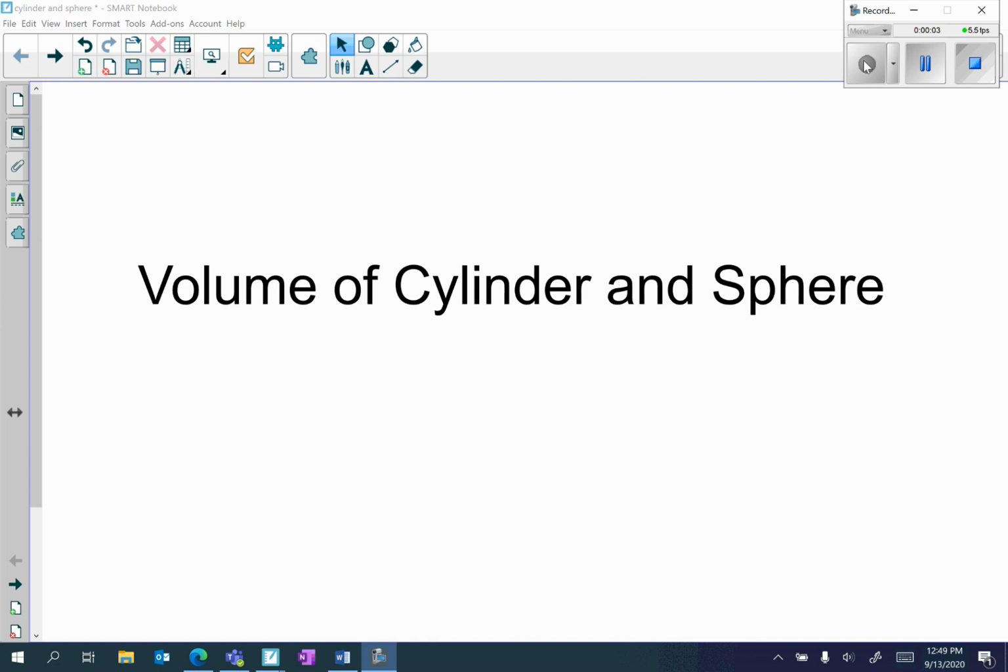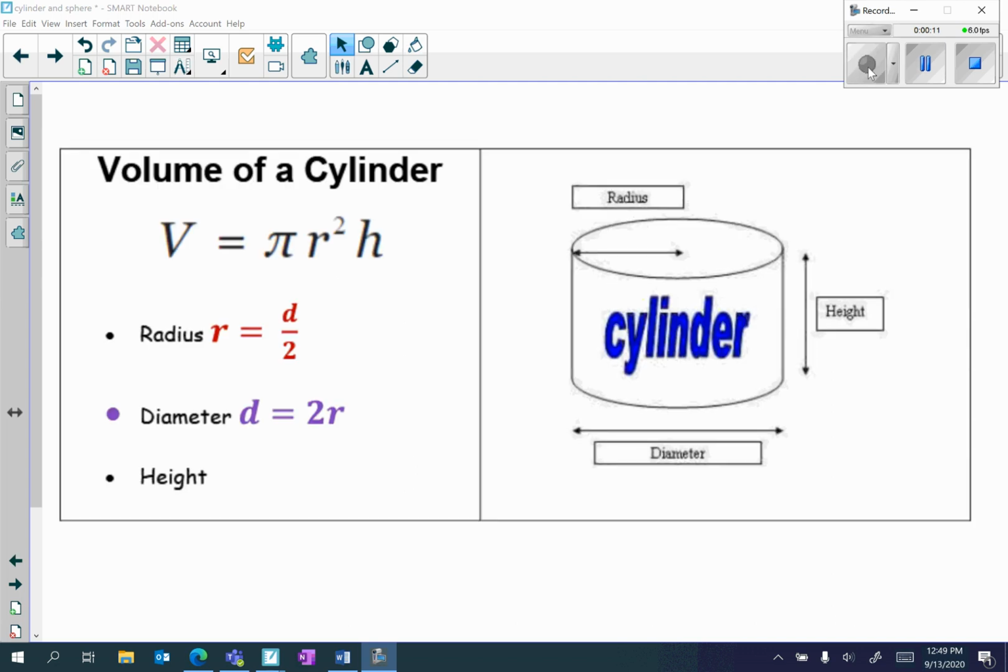Hi everyone, in today's video we are going to be discussing how to find the volume of a cylinder and a sphere. First, let's take a look at the volume of a cylinder. So the volume of a cylinder is V is equal to pi r squared h.